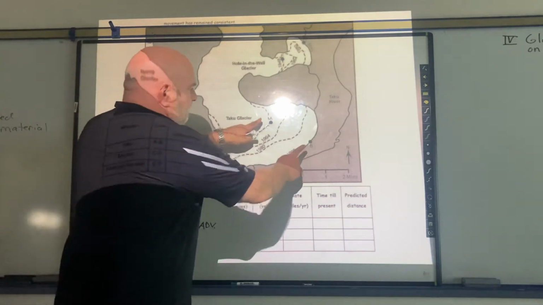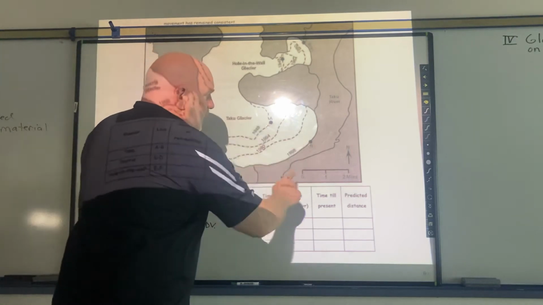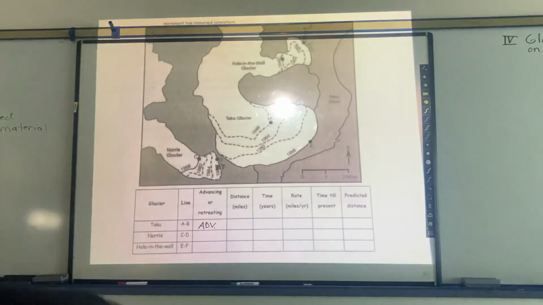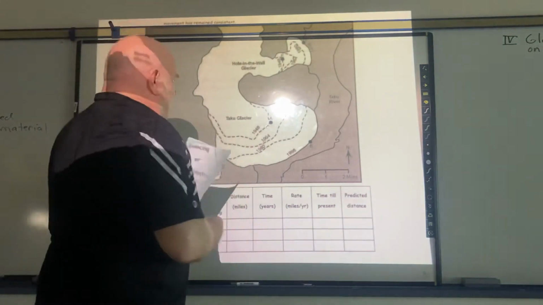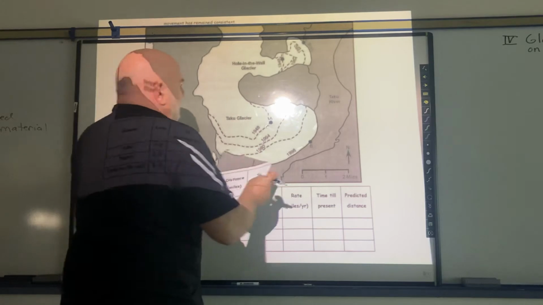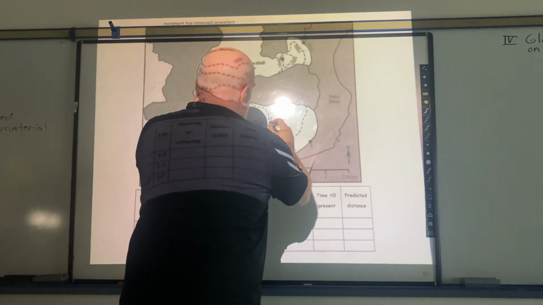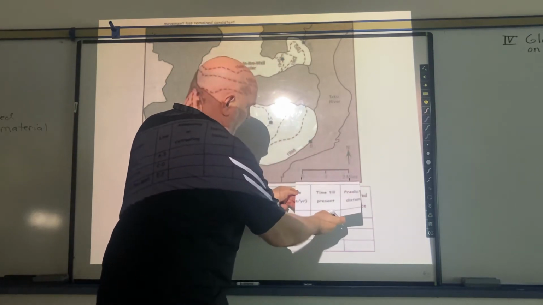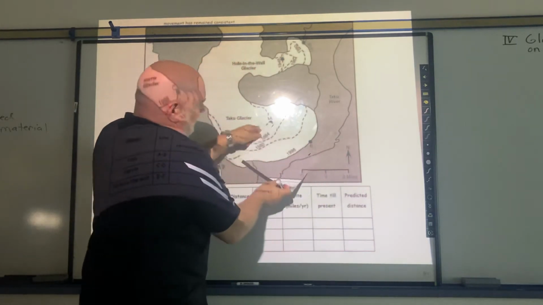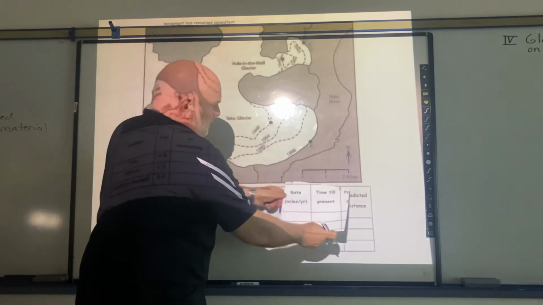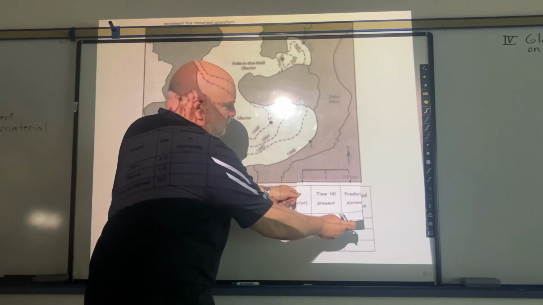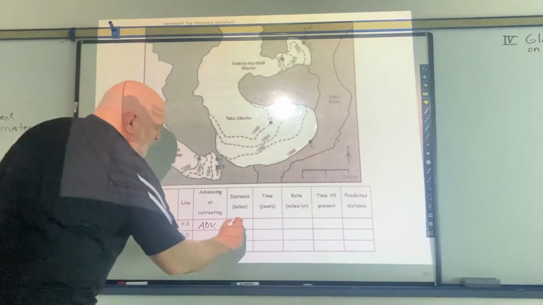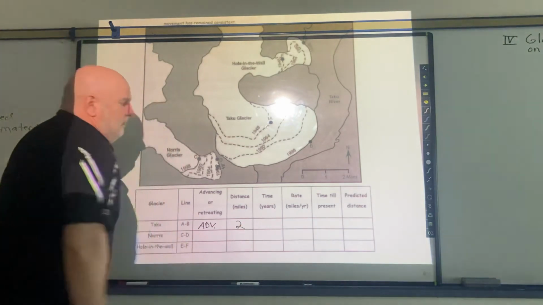Okay, next, we want to figure out how many miles the glacier is advancing. So what I want to do is measure that distance from A to B, using the scale right there. Take the edge of a piece of paper and mark it from the A to the B. I come to my scale, and I can see that distance right there from A to B on my scale is pretty much 2 miles right on the dot. So the distance that the glacier advanced was 2 miles.